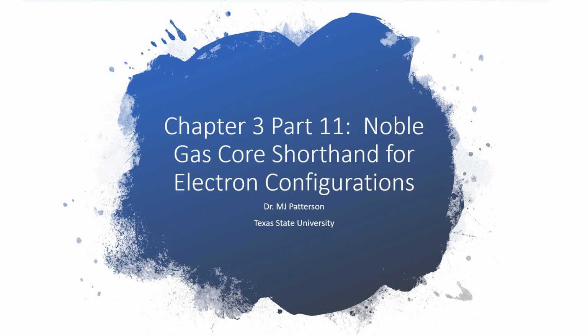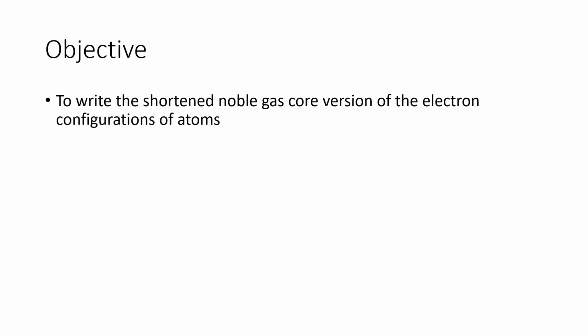Hi Bobcats! I'm sure you noticed in the previous video that writing some of these electron configurations gets really long. The good news is that there's a shortcut, and that's what we're going to look at in this video. Our objective is to write this shortened version, which uses the noble gases.